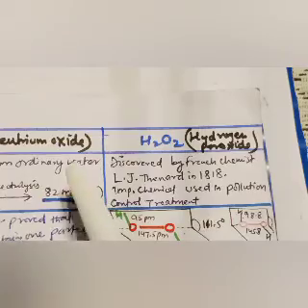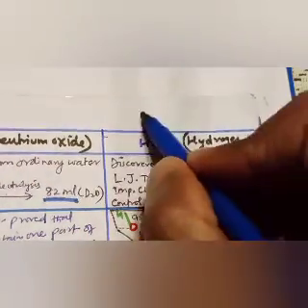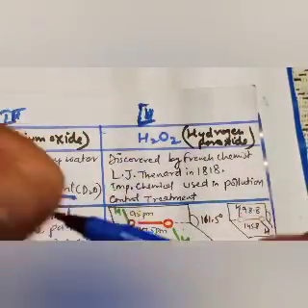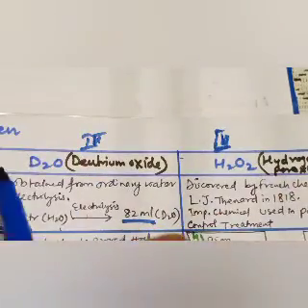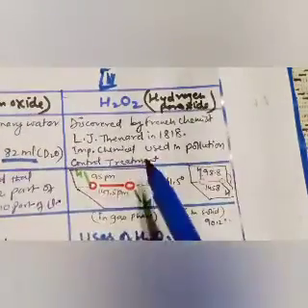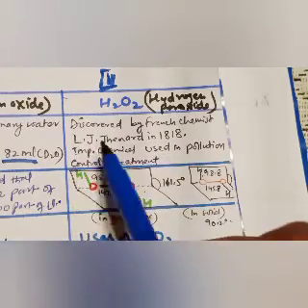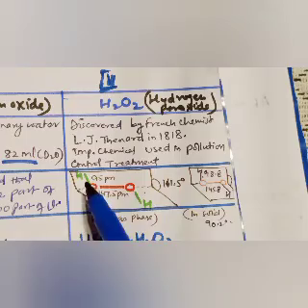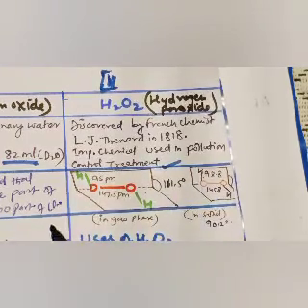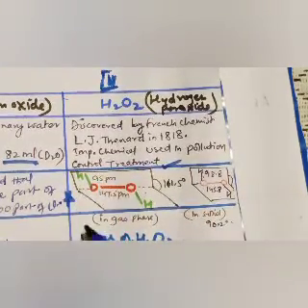So the last, or fourth, compound of hydrogen is hydrogen peroxide. The formula of hydrogen peroxide is H2O2 and the formula of deuterium oxide is D2O. It was discovered by a French chemist, L.J. Thenard, in 1818. It is an important chemical used in pollution control treatment. The most important question coming is the structure.